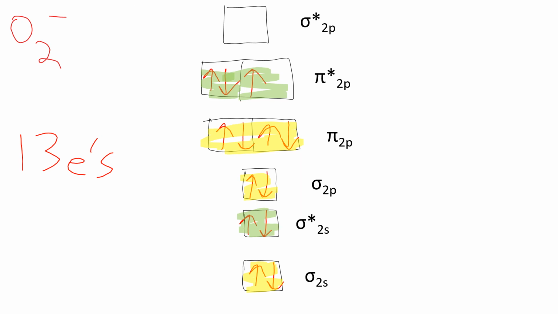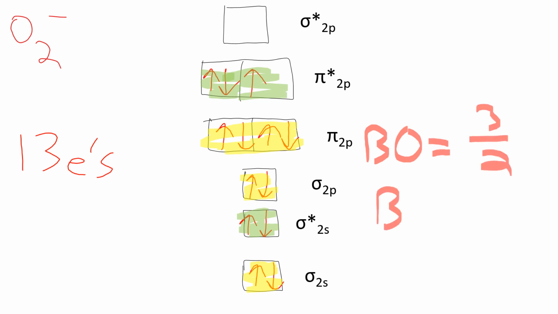So your bond order is, you can call it 3/2. Usually we would just call it 1.5. So this is what the molecular orbital diagram and the bond order for O2 with a negative charge would look like, adding in that extra electron to deal with the charge.